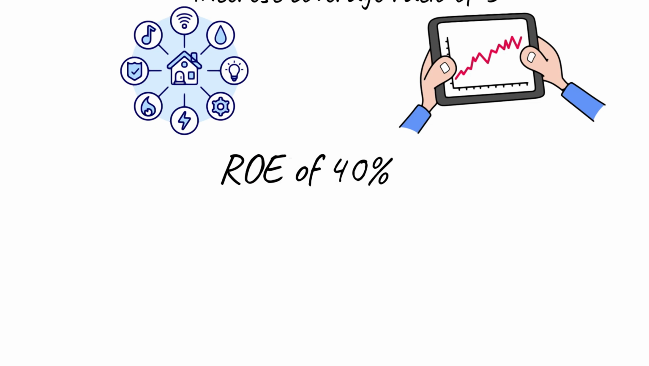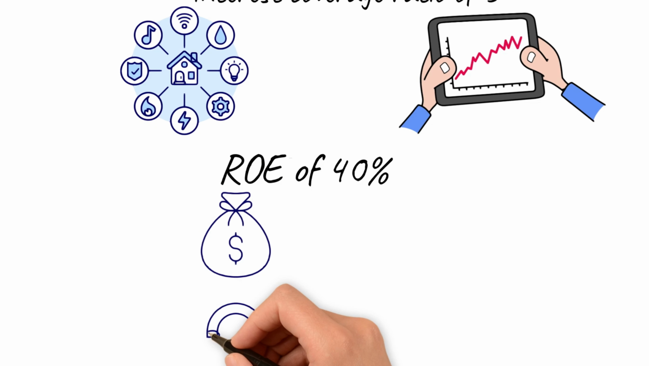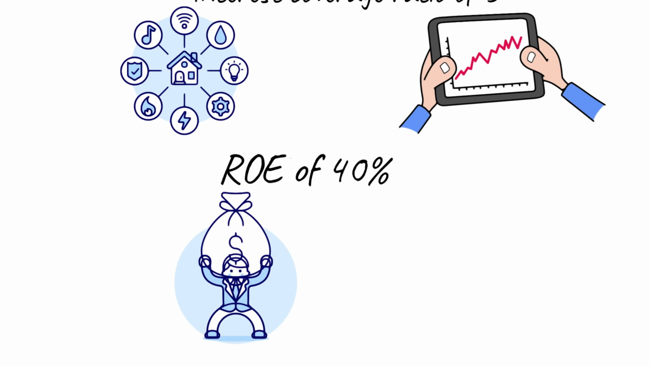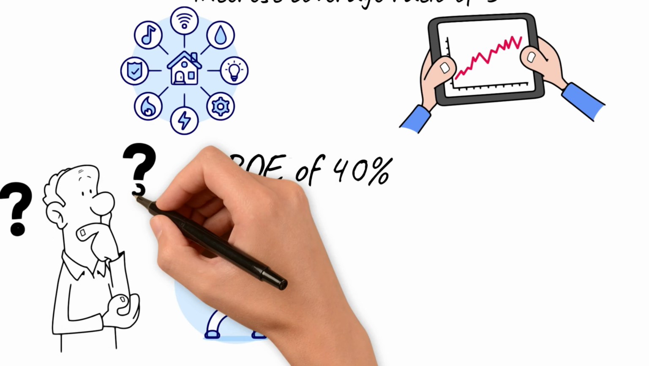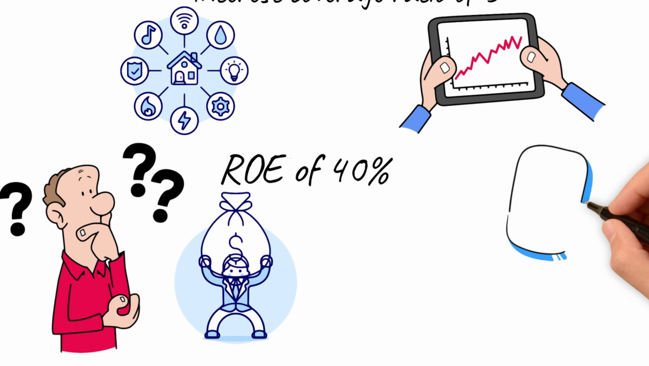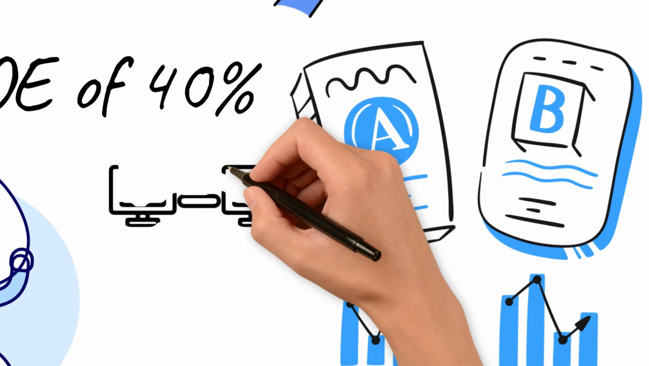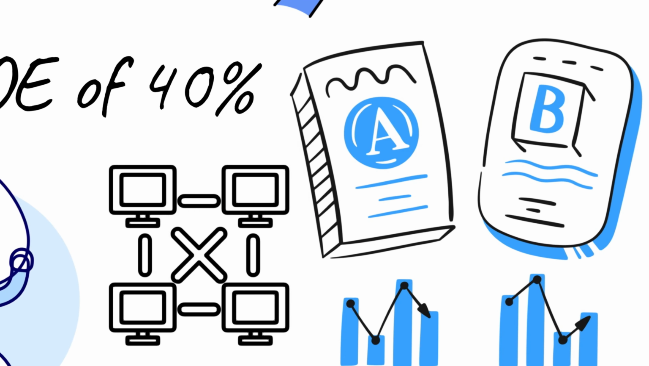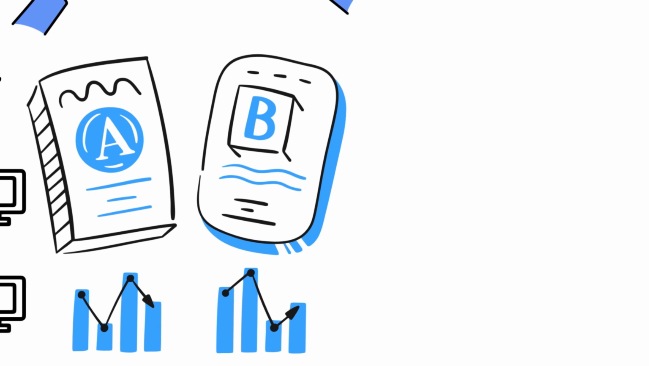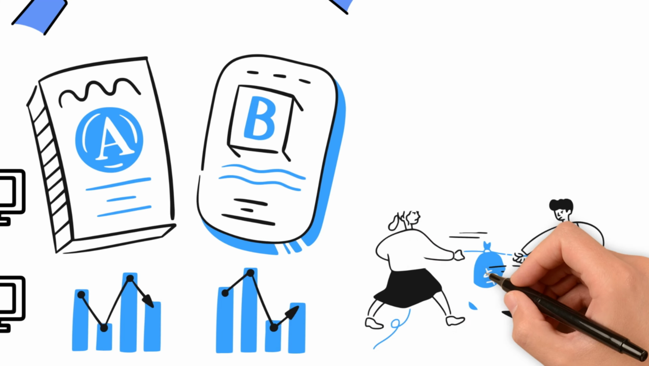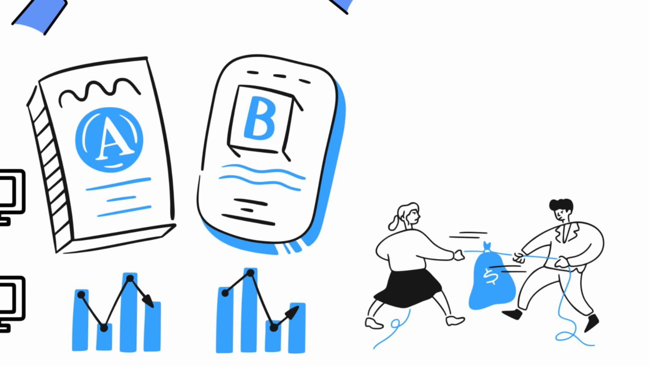ROE of 40% looks extraordinary until you discover it's inflated by extreme leverage. Every number in this video is the question. The comparison is the answer. Always compare against 2 things. The same company over time: is it improving or deteriorating? And its direct competitors in the same industry: is it better or worse than its peers?